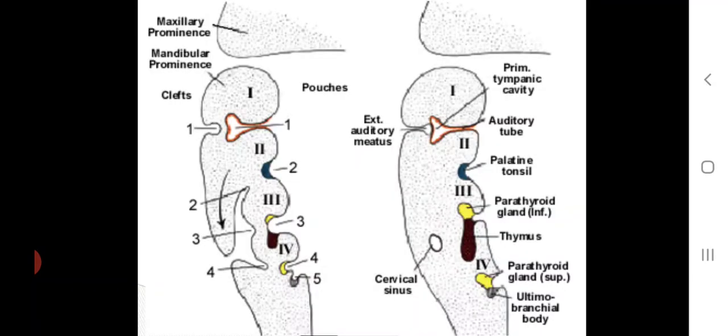In this image you can see how the second pharyngeal arch is overgrowing and covering all the pharyngeal clefts. Then this cervical sinus is also closed, so that in the adult no remnant of the cervical sinus will be present.